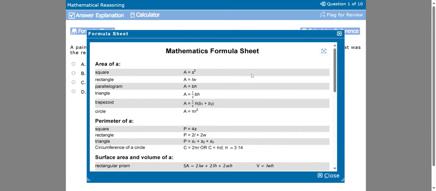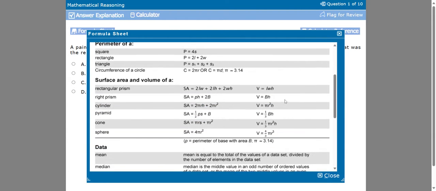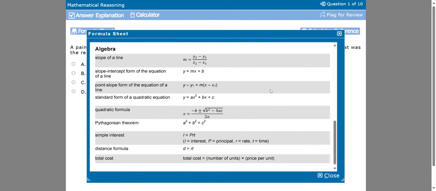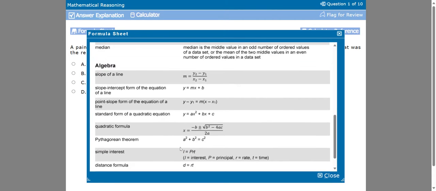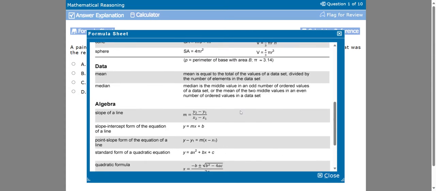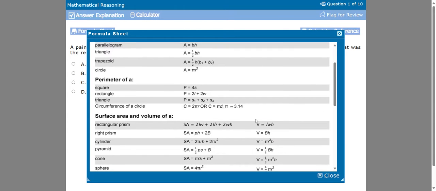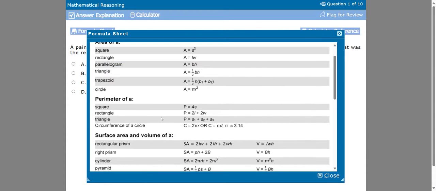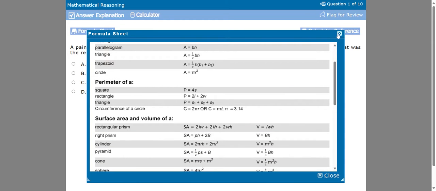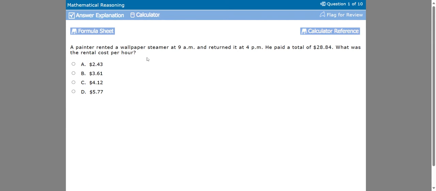They even have a formula sheet for you to see what is expected on the formulas. You can see we've got slope, some algebra here, simple interest, the Pythagorean theorem, the quadratic formula, slope-intercept, and then also perimeter, surface area, and volume, and all the formulas that you need to be successful. So that's helpful.